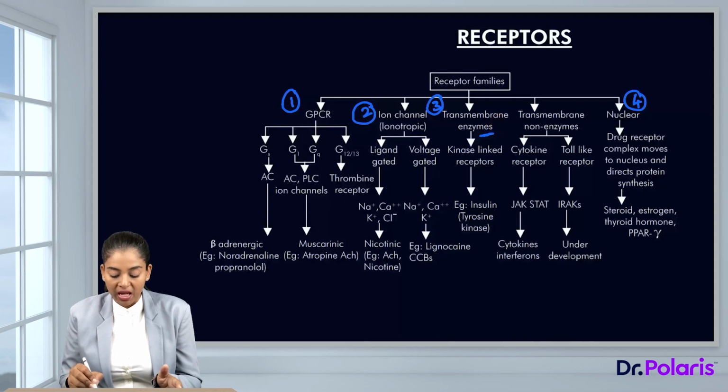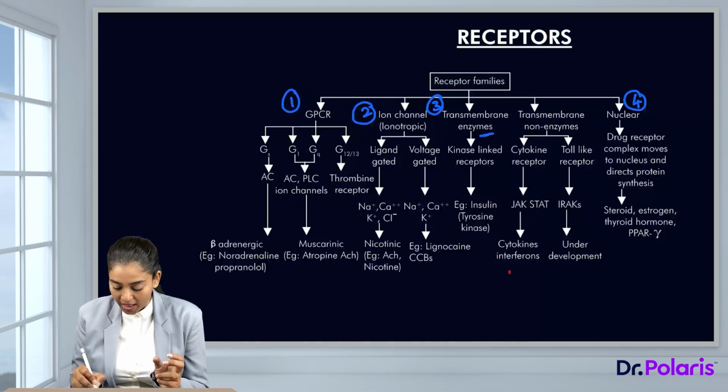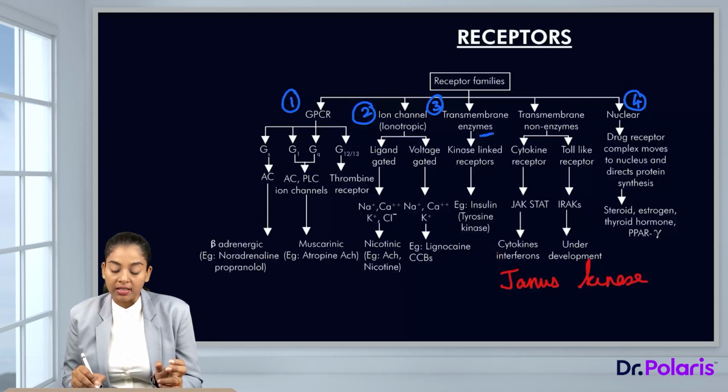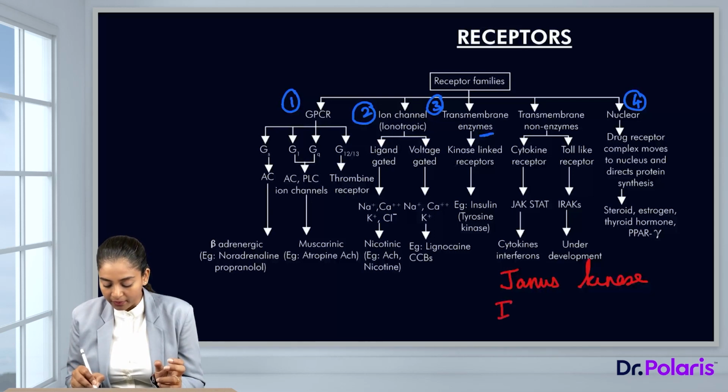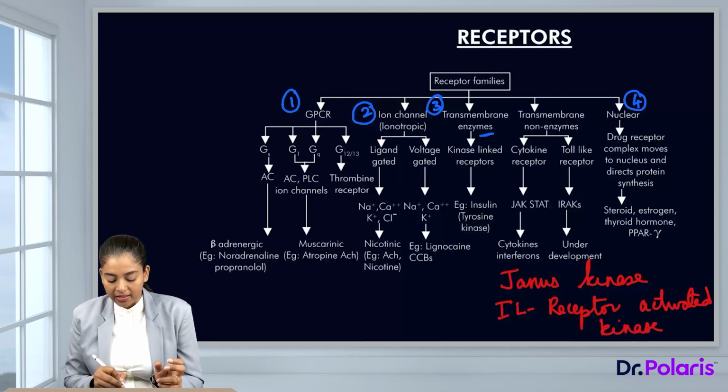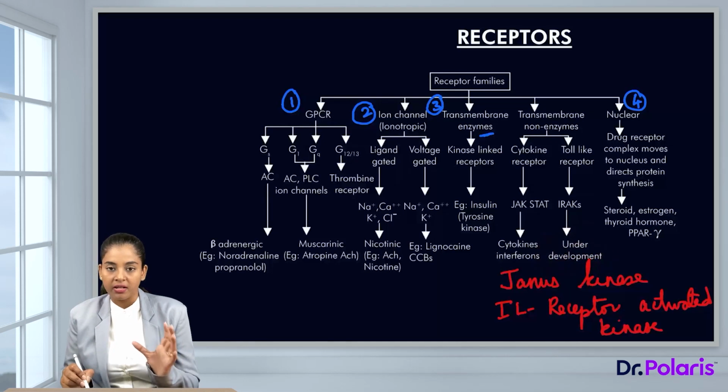For transmembrane receptors, we have kinase linked receptors like insulin receptor. For transmembrane non-enzymatic receptors, we have cytokine receptors like JAK-STAT receptors. JAK, J-A-K, stands for Janus kinase STAT receptor. Example is interferons and cytokines. For toll-like receptors, we have IRAK receptors. IRAK stands for interleukin receptor activated kinase. This is not in use currently, it is still under research purposes.